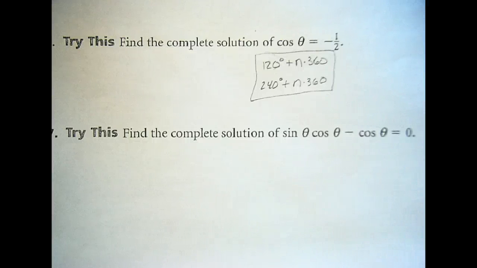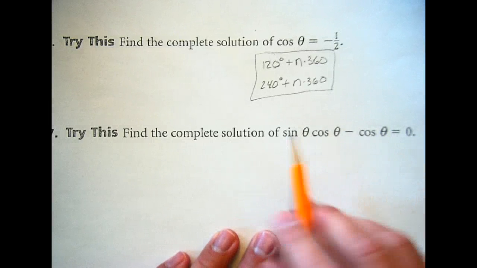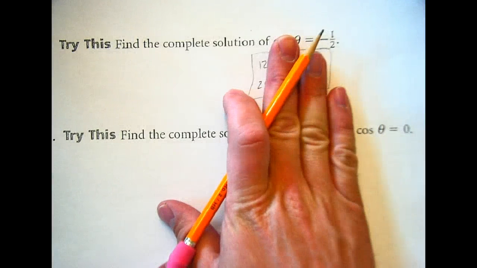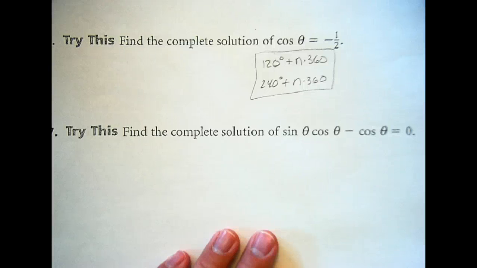Now you think you got it? Okay, how about 7? When does sine times cosine minus cosine equal 0? When sine equals 1. It'd be nice if it just said cos equals 0, right? One could be 0 plus n times 360.